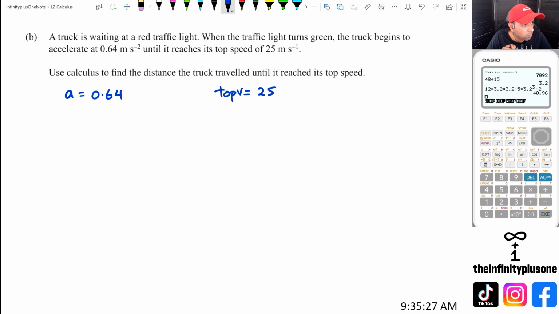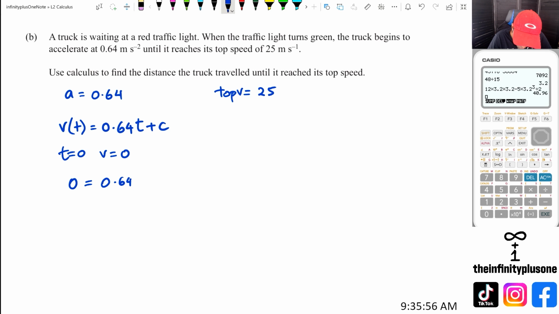So what we know is if acceleration is 0.64, then the velocity is going to be 0.64t plus c, because we just integrate it. Now it says that when the traffic light turns green, the truck begins to accelerate. So that means it's actually at a stop. So when t is equal to 0, velocity equals 0. So we can say 0 is equal to 0.64 times 0 plus c. So we can see that c is equal to 0. So then the velocity function is equal to 0.64t.